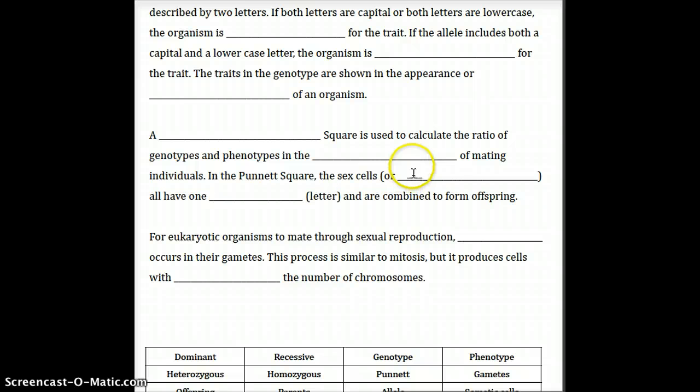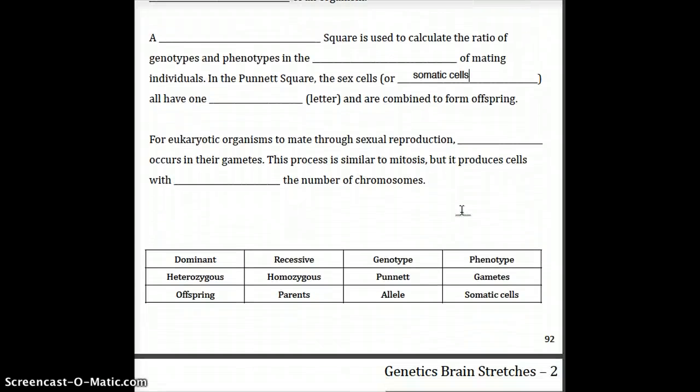This blank right here we have not yet covered. Sex cells are also known as somatic cells. And the way I remember that, I think somatic, oh, that starts with an S. Sex, that also starts with an S.